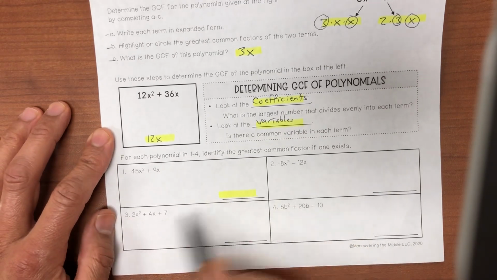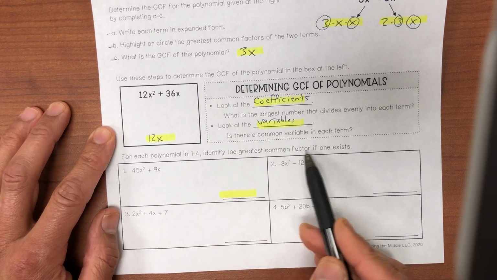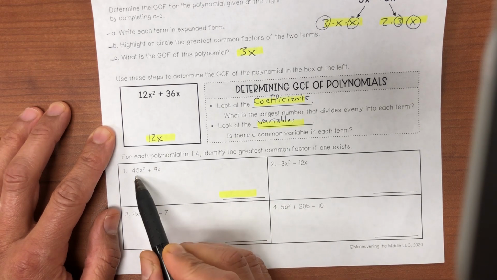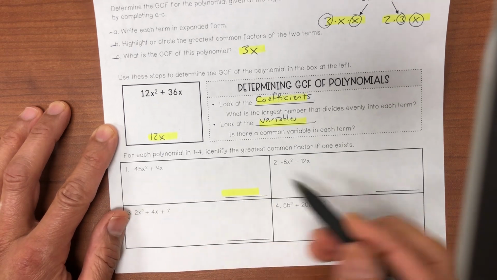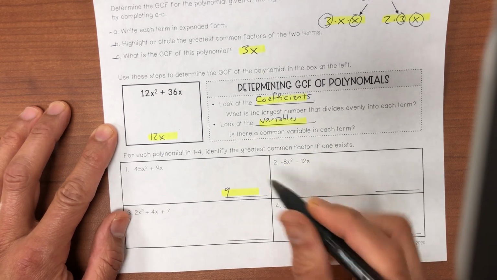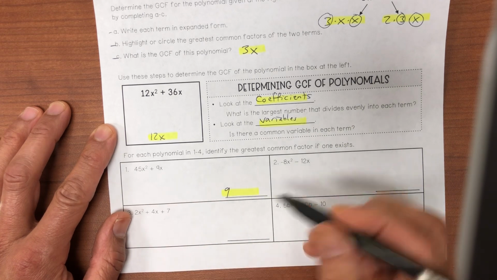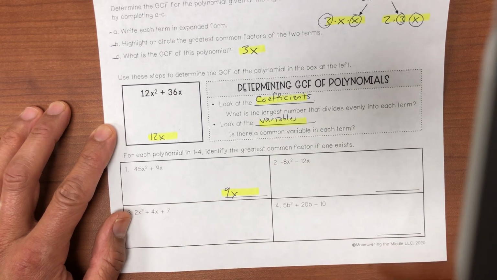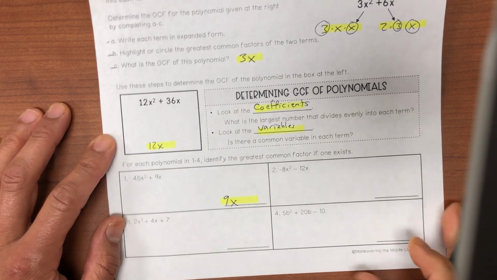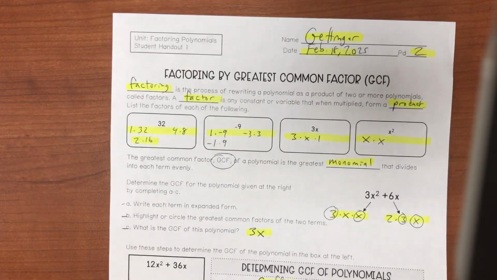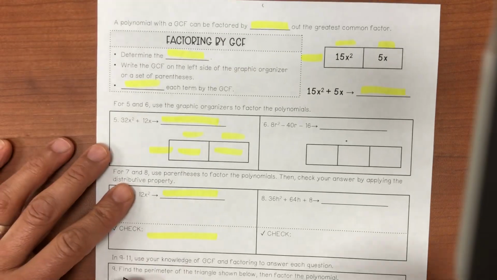And for 1, 2, 3, and 4, they just want you to identify the GCF again. So what's the largest number that will multiply into 45x squared plus 9x? Largest number is 9. And then what variable do they have in common? Just 9x. Okay? So I leave it up to you to do these other 3 on your own. I think if you were in class on Friday, you probably have a pretty good idea. And let's just continue on the back side of the page.